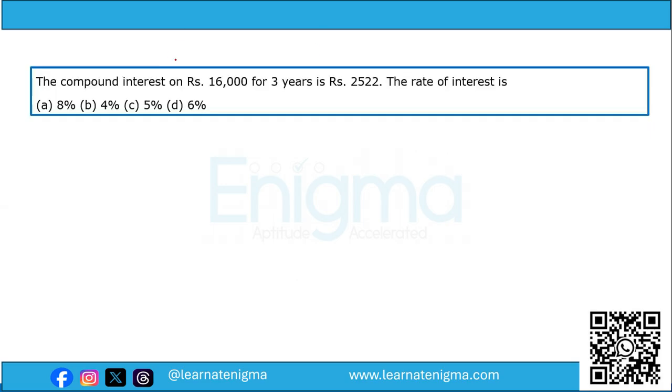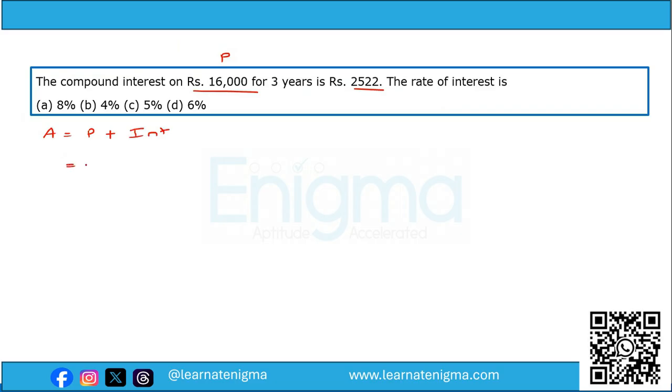The compound interest on rupees 16,000 for 3 years is rupees 2522. The rate of interest is? Now, compound interest is 2522 on rupees 16,000. That means this must be principal. Now, amount is equal to principal plus interest.